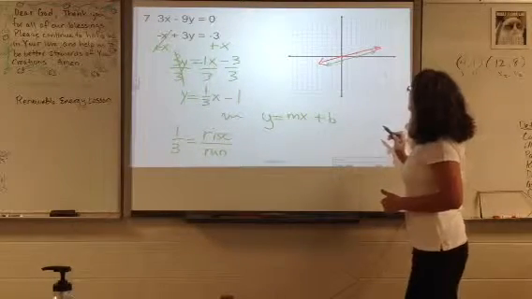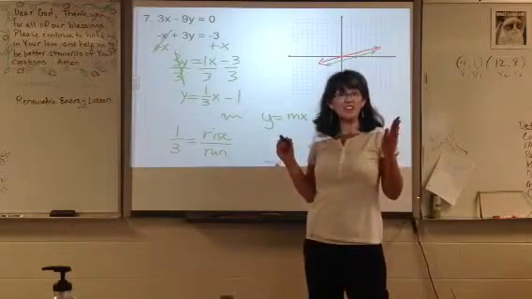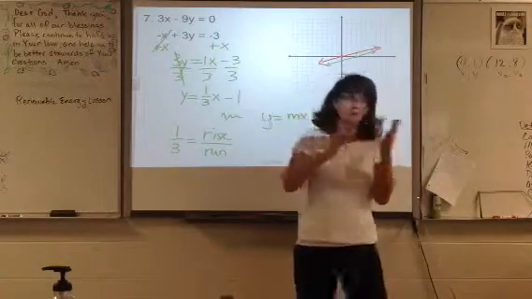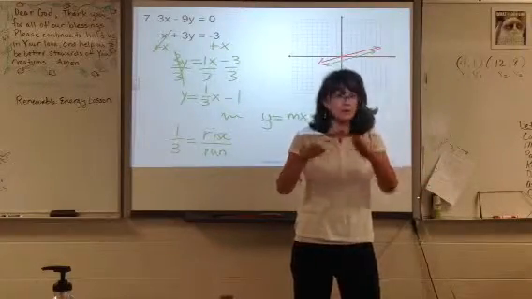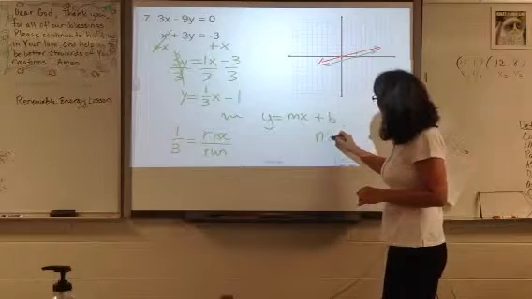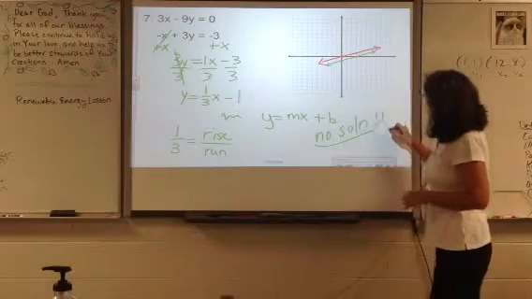Oh, well, those lines look parallel. You know what? They are. They're parallel, they're never going to touch. They're going to go on and on and on, this way, without ever touching. There will be no solution to this problem. So if you find parallel lines, you write no solution, wah, wah, wah.